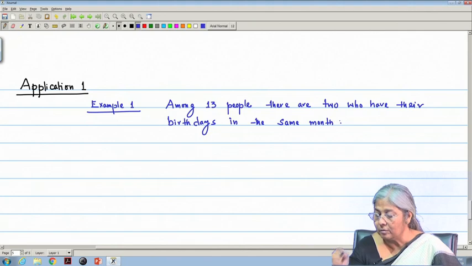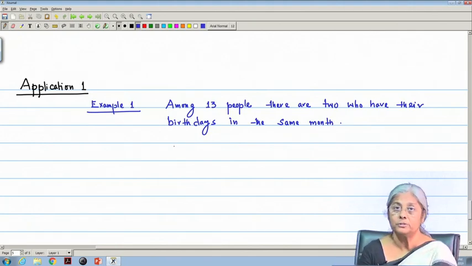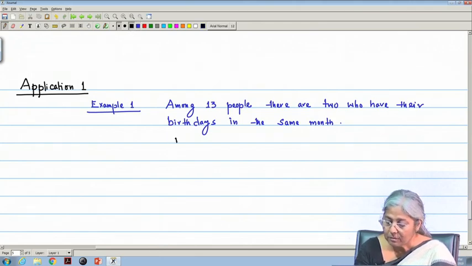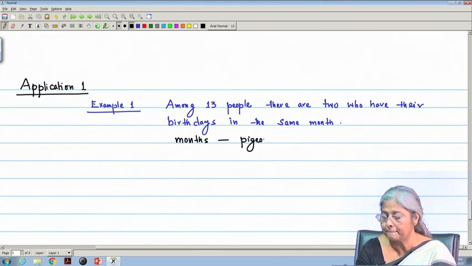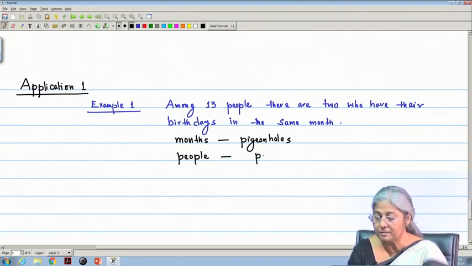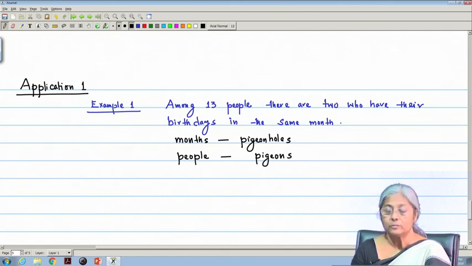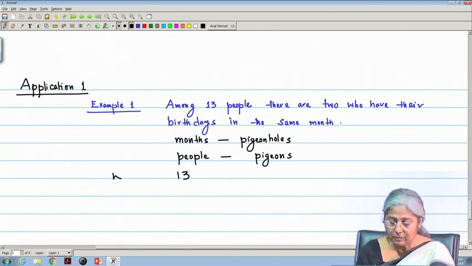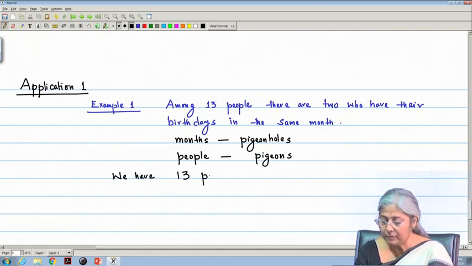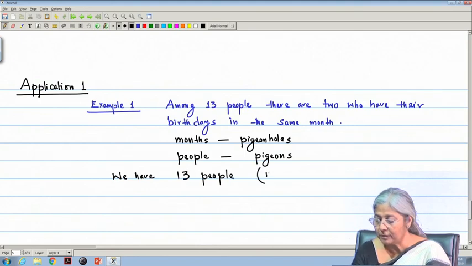So, first we identify who are the pigeons and who are the pigeonholes. In a year we have 12 months. So, here the months are the pigeonholes. And the people are the pigeons. So, I have 13 people, that means 13 pigeons.